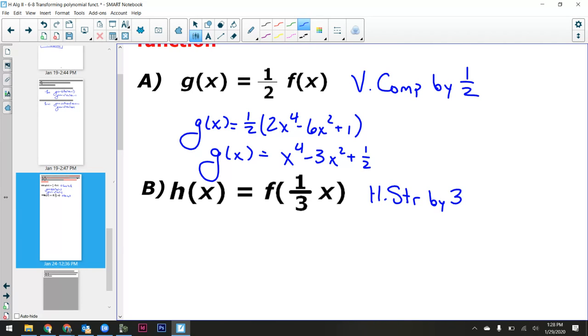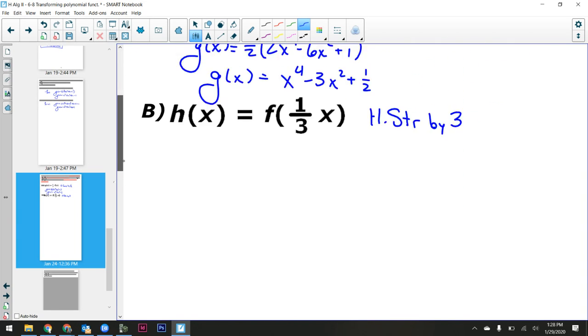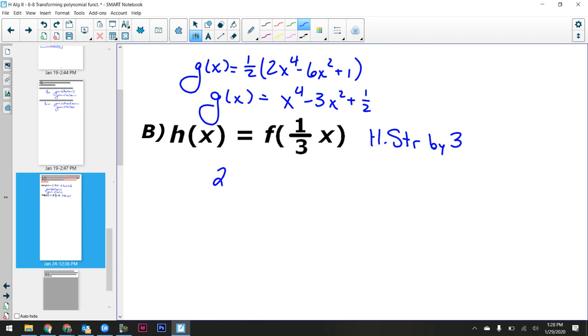Okay, so now what do I do? I go back to my original equation and I say, okay, everywhere where I see an x, I'm going to replace it with 1/3 x. Now you've got to be careful when you do this, because watch, it's going to be 2 times (1/3 x) to the 4th minus 6 times (1/3 x) squared plus 1. Does everybody see what I did there?